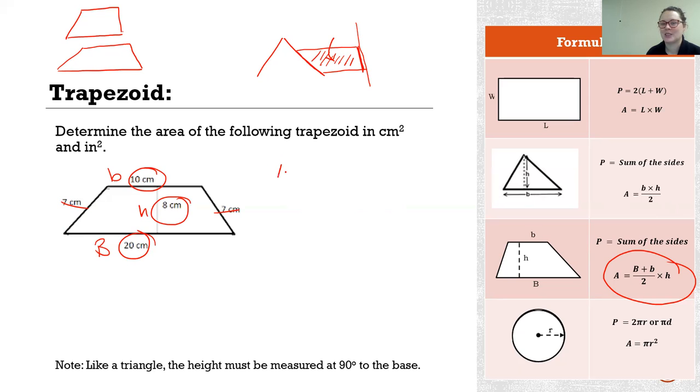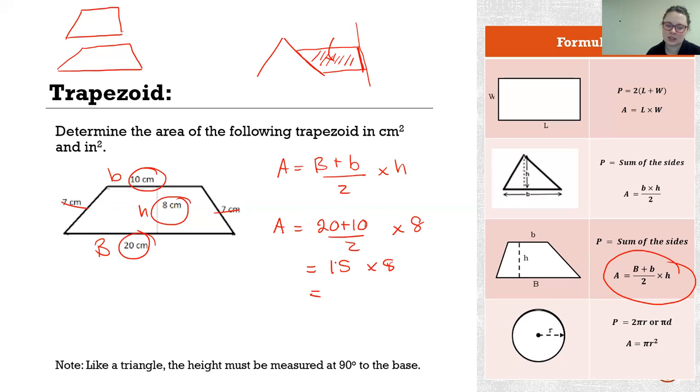Plugging it into our formula. So area is big base plus little base divided by 2 times the height. So what we're doing is we're finding the average of the top and the bottom. Area is equal to 20 plus 10 over 2 times 8, which is 15 times 8, which is a grand total of 120 centimeters squared. We just got 3/4 of the marks for our question.